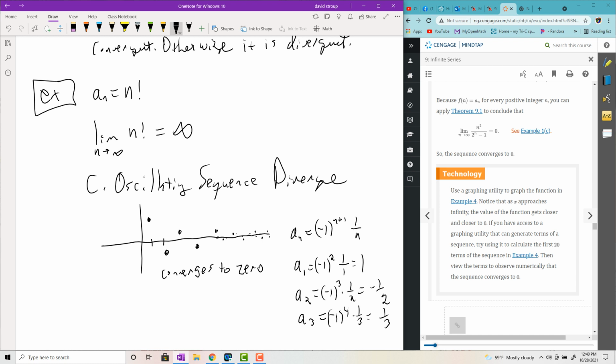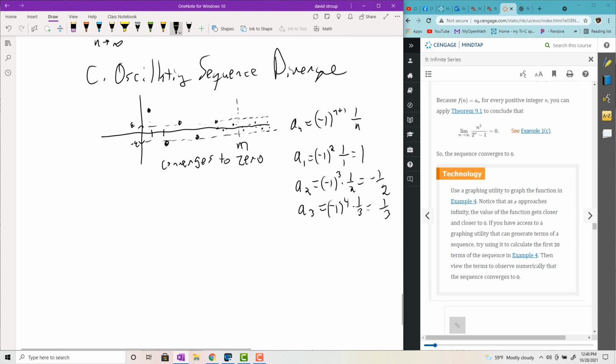There'll be some value m out here, such that when I get beyond that m, the a sub n's will be within some epsilon of 0. So epsilon and then minus epsilon. As I get past here, those values are within this epsilon strip, and they always will be. So that's the strict definition of a limit. That shows that this thing has a limit. All right, so oscillating sequences will diverge, as long as they're not like this.